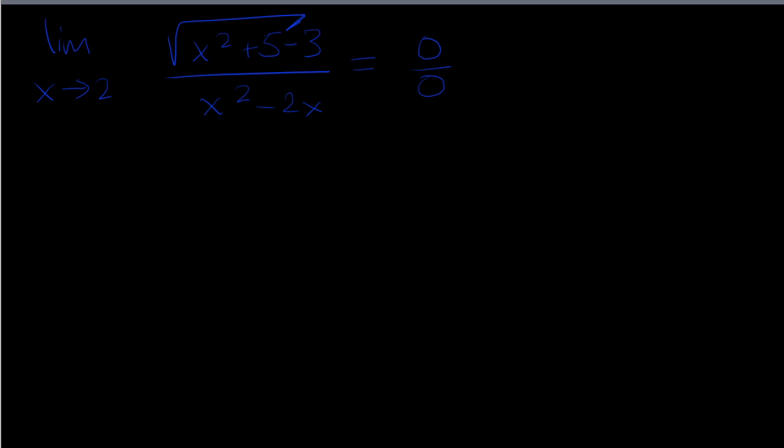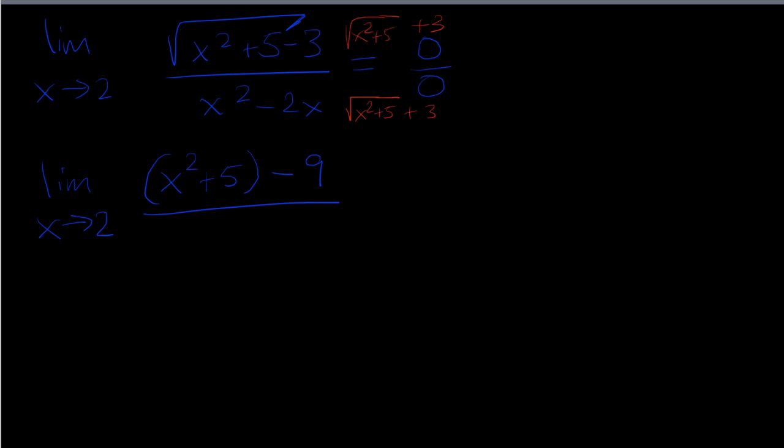For this one, I'm going to multiply top and bottom by the conjugate of the top. The conjugate of the top is going to be the square root of x squared plus 5, and then outside of the square root is plus 3. We're going to do that to the top and bottom. That's usually the case when you have a square root. Now, the top is a difference of two squares. If you have a minus b times a plus b, you'll have a squared, which is just x squared plus 5, minus b squared, which is 9.